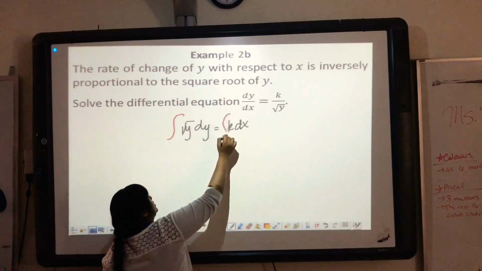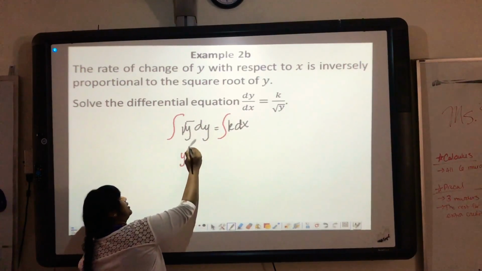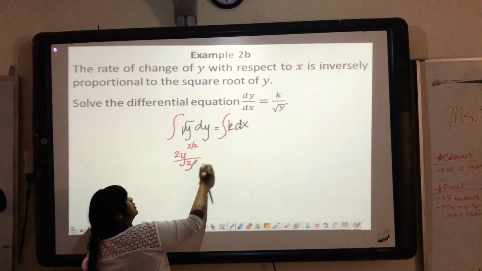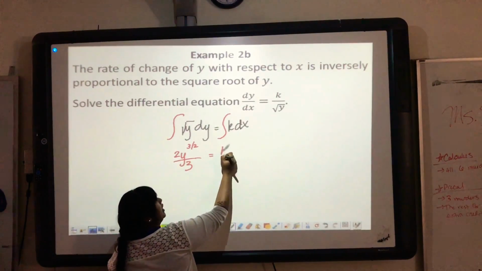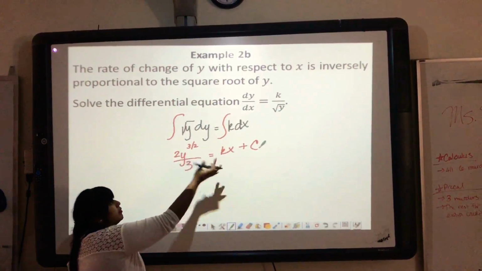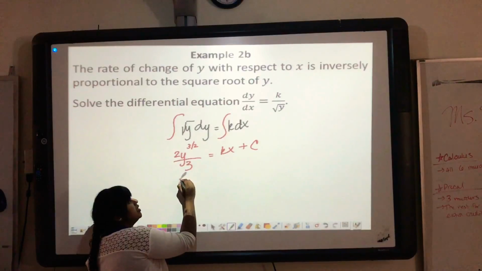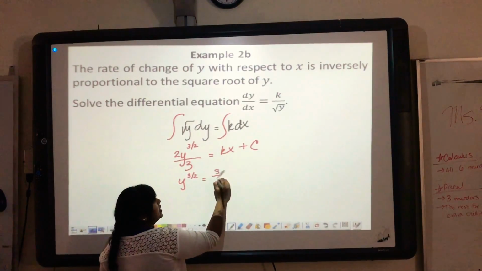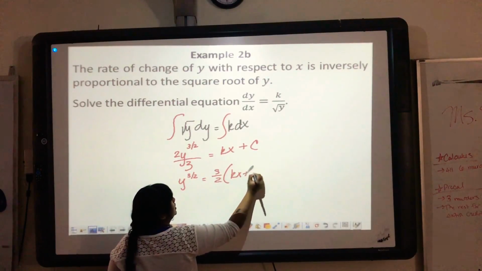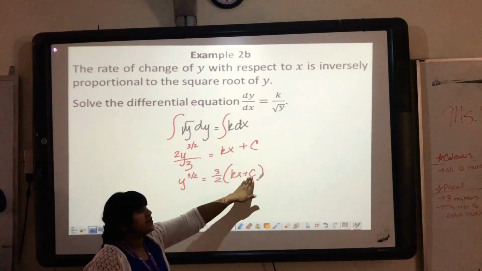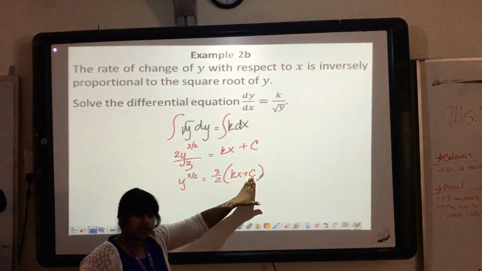We integrate. This becomes y to the 3/2 over 3/2, so 2/3 is equal to kx plus c. I could solve for y, get my 2/3 away, so this becomes y to the 3/2 is equal to 3/2 times the value kx plus c. If I distributed this 3/2, then 3/2 times my c, it's still just going to be some constant value.